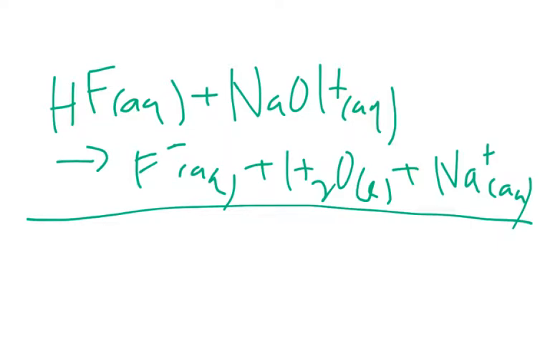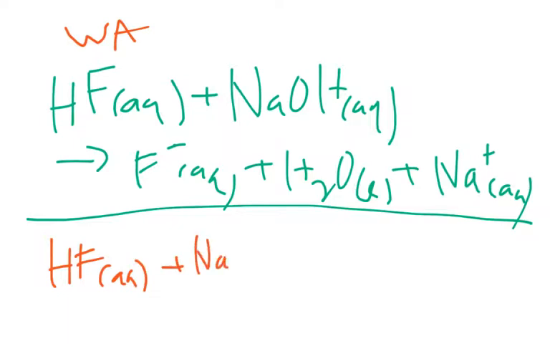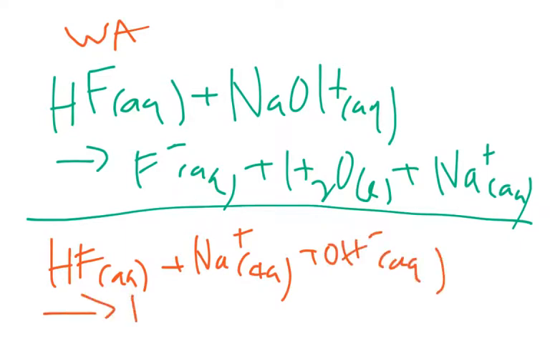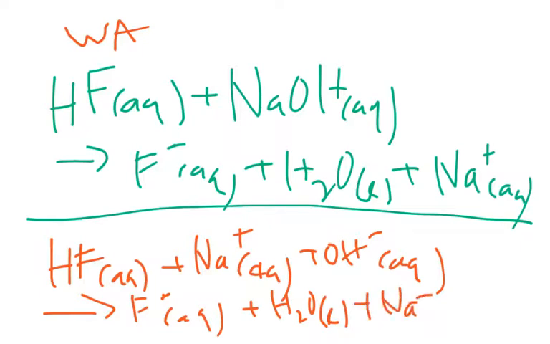We can't separate HF into H plus and F minus because remember, HF is not a strong acid, it is a weak acid, so it will not ionize completely into H plus and F minus. Therefore we will keep HF as just HF aqueous, and we had to add sodium hydroxide, so we have to separate that because it's a salt. And then we have the hydroxide, and our products will be F minus aqueous plus H2O liquid and sodium plus aqueous.